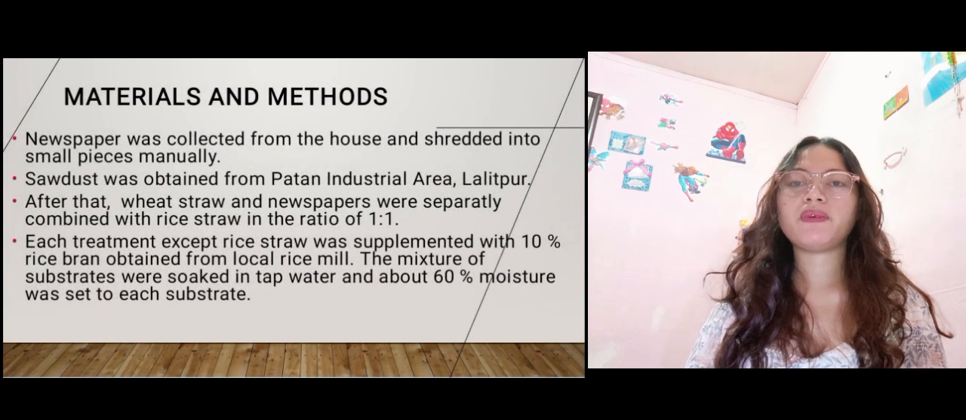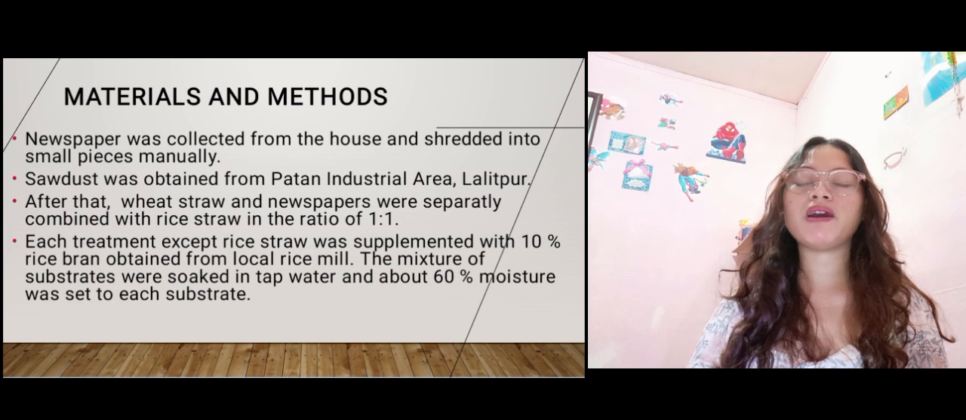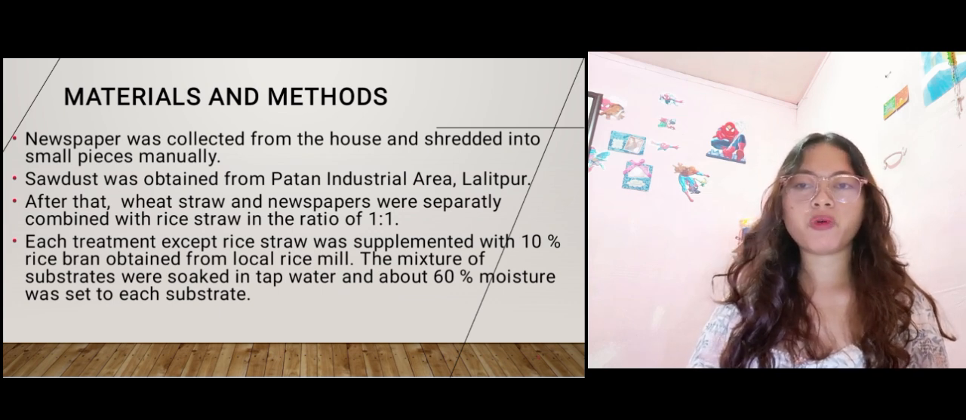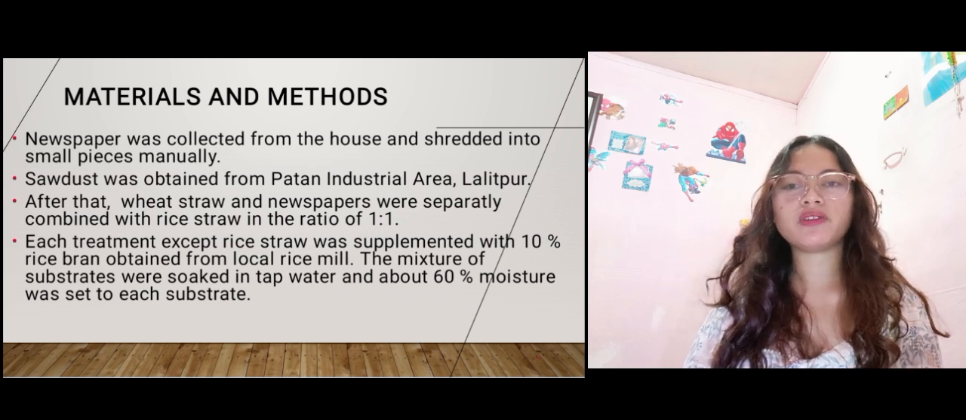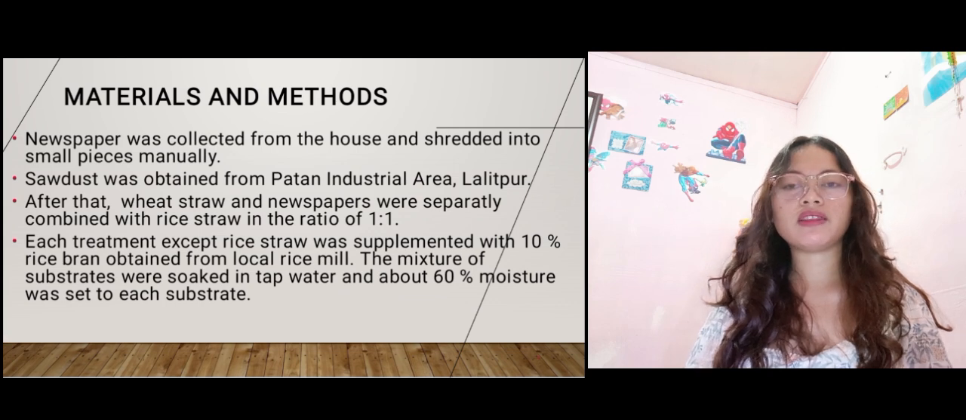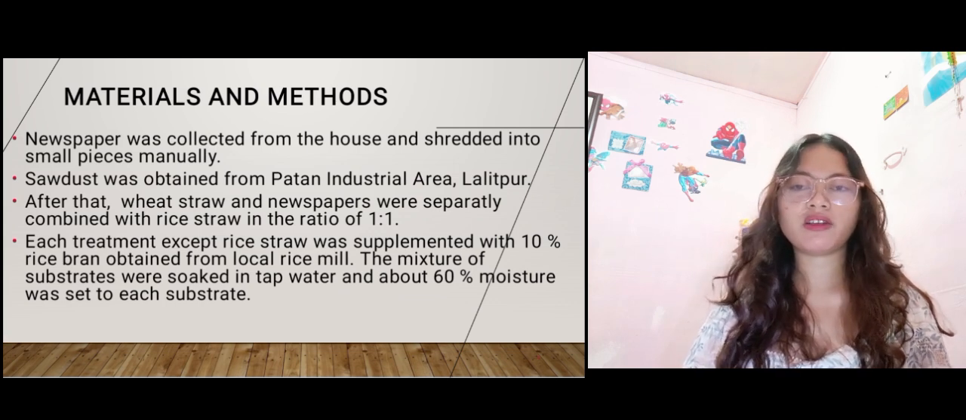Newspaper was collected from the house and shredded into small pieces manually. Sawdust was obtained from Patan Industrial Area, Lalitpur. After that, wheat straw and newspaper were separately combined with rice straw in the ratio of 1:1. Each treatment except rice straw was supplemented with 10% rice bran obtained from a local rice mill. The mixture of substrate was soaked in tap water and about 60% moisture was set for each substrate.